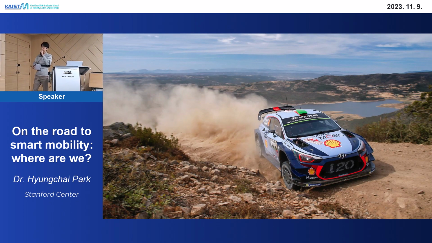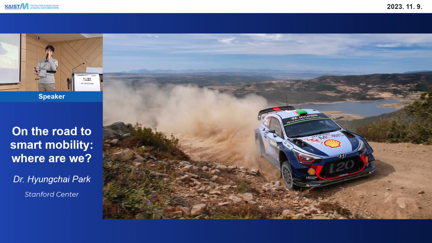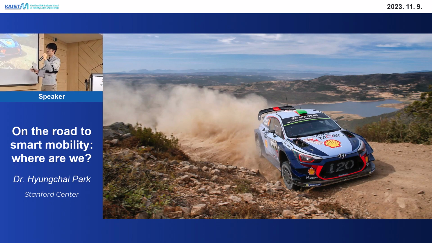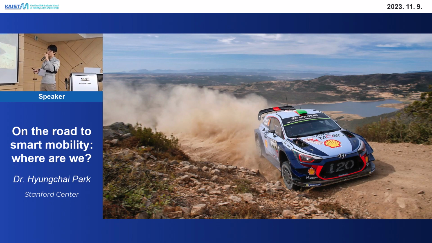But both passive safety systems and active safety systems only care about a single car. So they care about the passengers inside the car. Like a rally driving. Rally drivers only care about what is happening in their car.